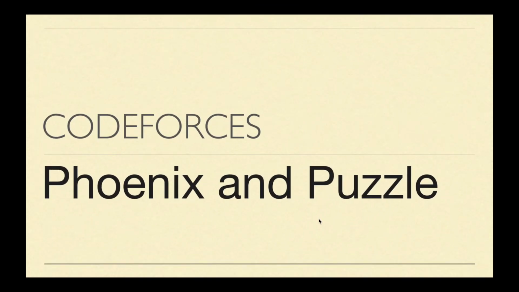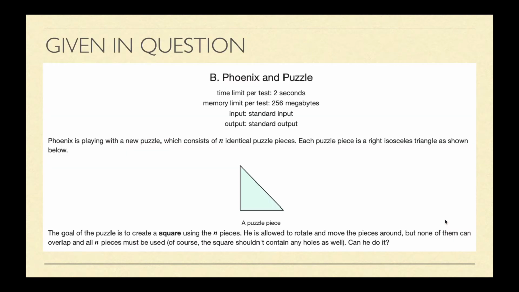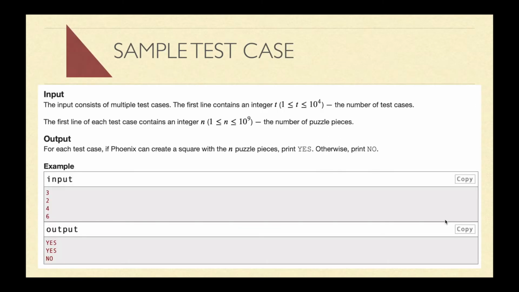Guys, I'm discussing this problem called Phoenix and Puzzle from Codeforces. What's given in this question is a value n, that is the number of isosceles right angle triangles, and we have to make squares out of them. So, let's see what the inputs are.